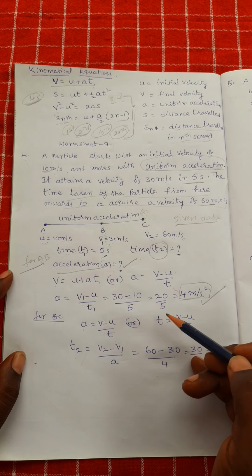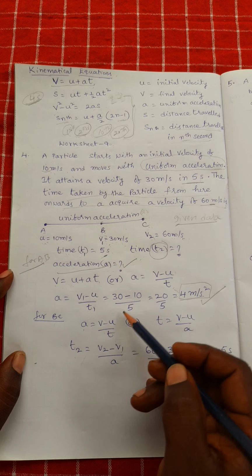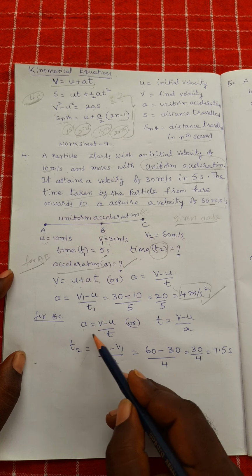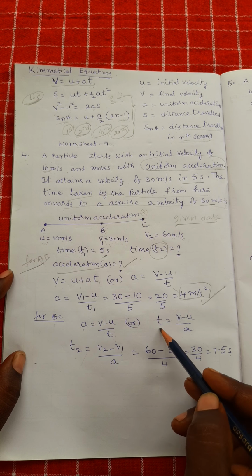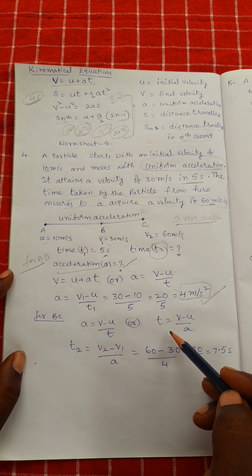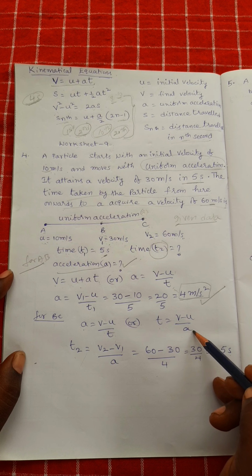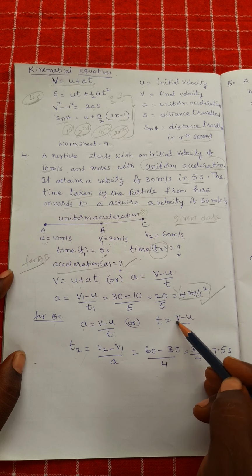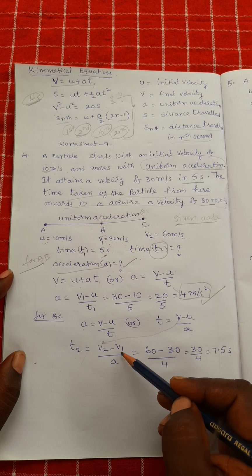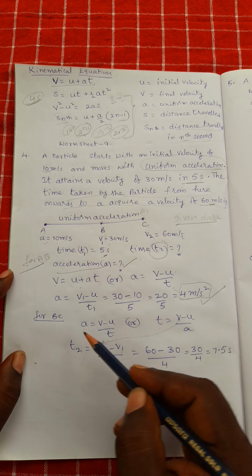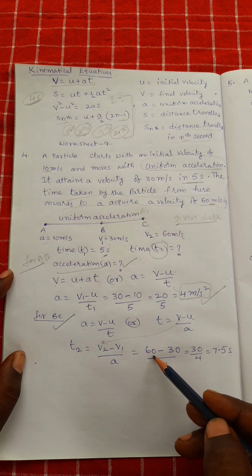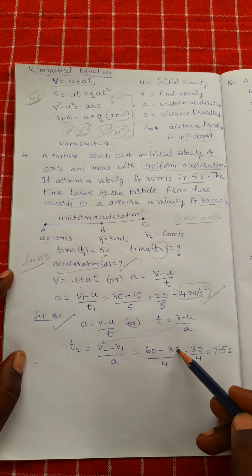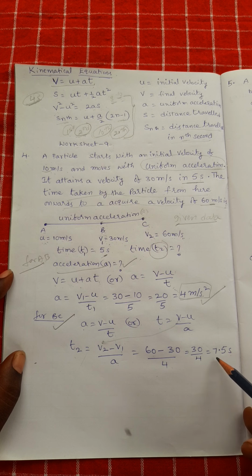Initial velocity, final velocity and time is the first kinematical equation. So the first kinematical equation is V equal to U plus AT, that is nothing but A equal to V minus U by T, or T is equal to V minus U by A. Here V, the final velocity, is V2 and the initial velocity is V1. In the case of BC, T is V2 minus V1 by A, V2 is 60, V1 is 30, so 60 minus 30 by 4, 30 by 4 is nothing but 7.5 seconds.